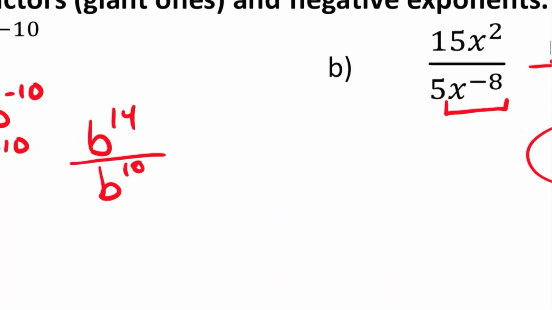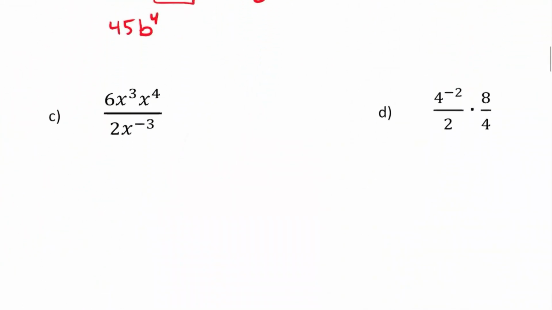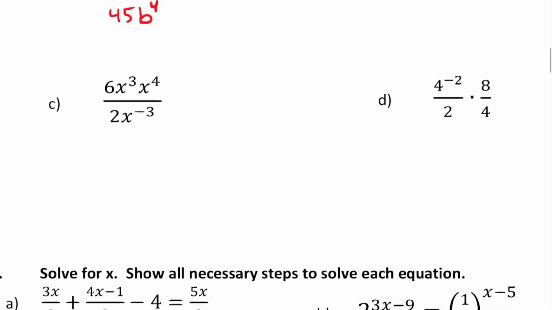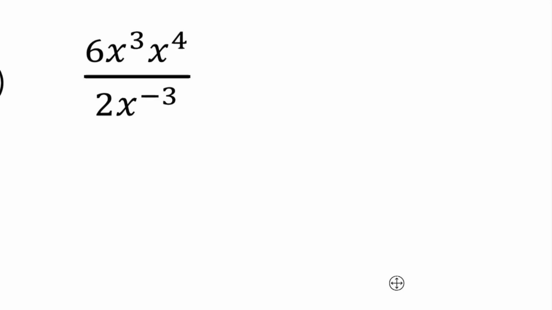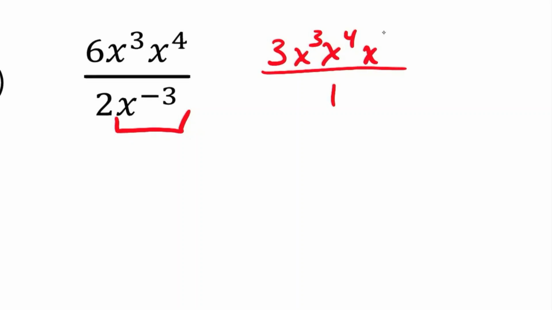Part C, well, C looks ridiculously a lot like part B, doesn't it? 6 over 2, right, is going to be 3. So there's a 3 in the numerator. I've got an x to the 3rd. I've got an x to the 4th. In my denominator, there is this x to the negative 3, which does not form a giant 1 with the x to the 3rd in the top, right? This is equivalent to me writing this as just an x to the 3rd power up in the numerator. So 1 over x to the negative 3rd is x to the 3rd in the numerator.